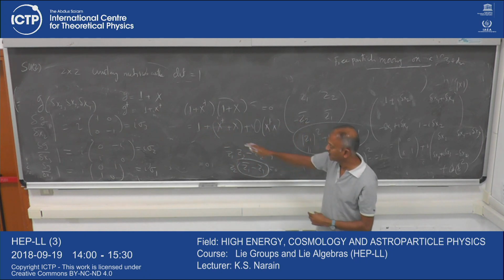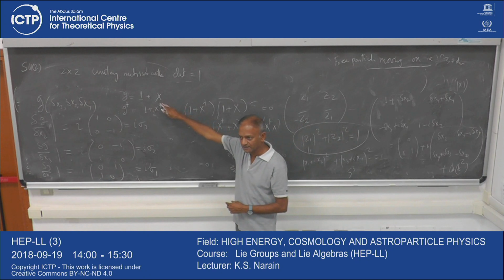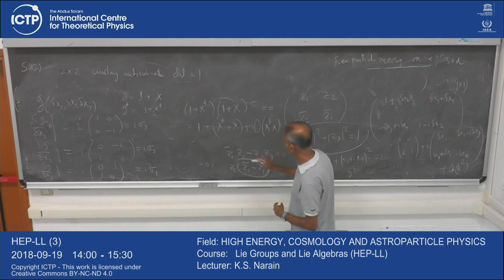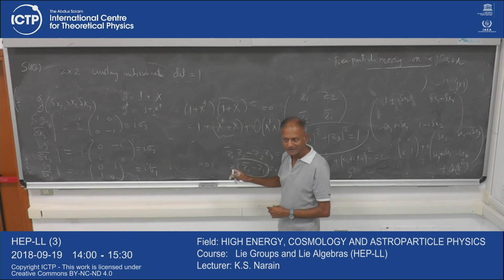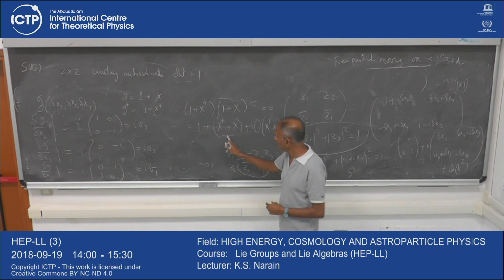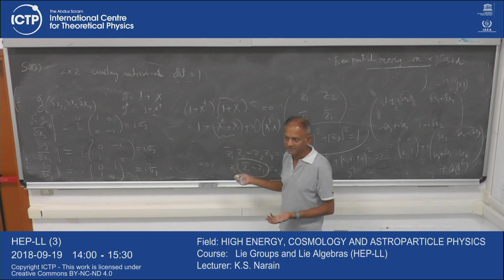We don't care about it because anyway this is supposed to be true only to the first order. So we don't care about that, but we do care about that. So this has to be 0. But that tells me the X dagger is minus X, which means X is anti-Hermitian.